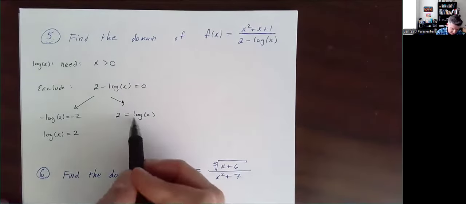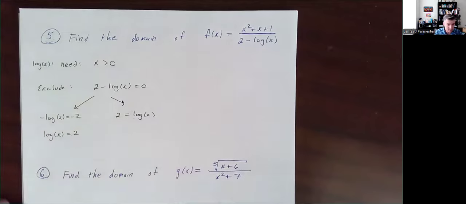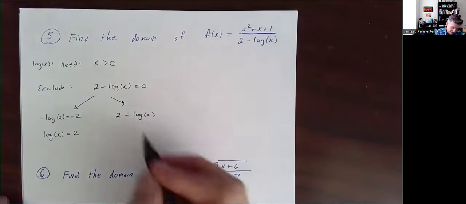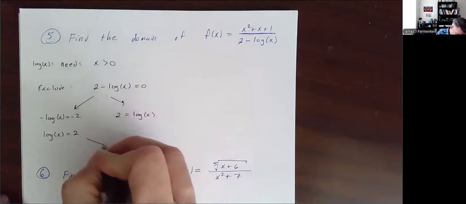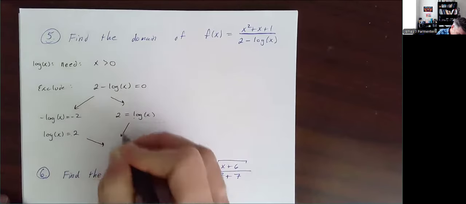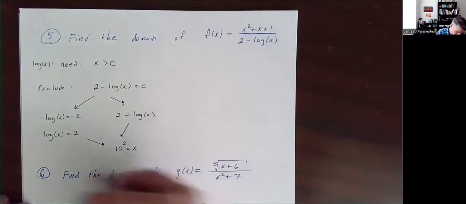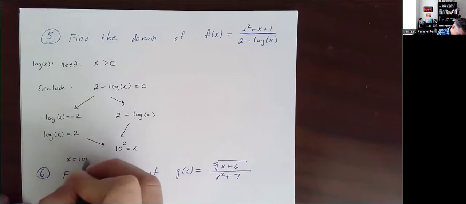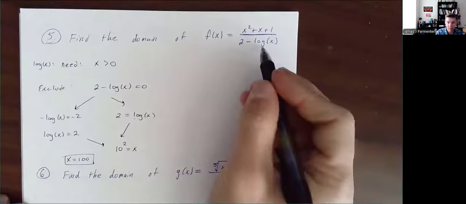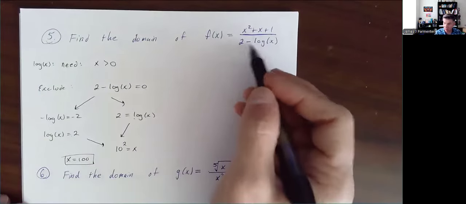It doesn't matter if I write it this way or this way. That's the same equation. Either way, that's a log base 10. So either way, I'm going to have that 10 raised to the second power is equal to x. So I want to make sure I exclude x equal to 100, because if x is 100, log of 100 is 2, and 2 minus 2 is 0, and we can't divide by 0.